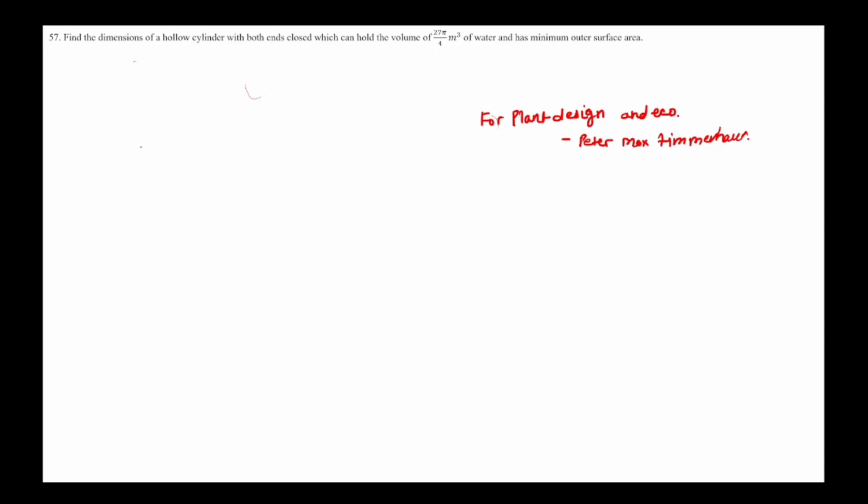Find the dimension of a hollow cylinder, radius and height, with both ends closed, which can hold a volume of 27π/4 meter cube of water and has a minimum outer surface area. Suppose we have a cylinder. So this is our cylinder. We have to minimize the total surface area. So surface area is equal to the total surface area: curved surface area of the cylinder plus upper end and lower end, so 2 into πr².